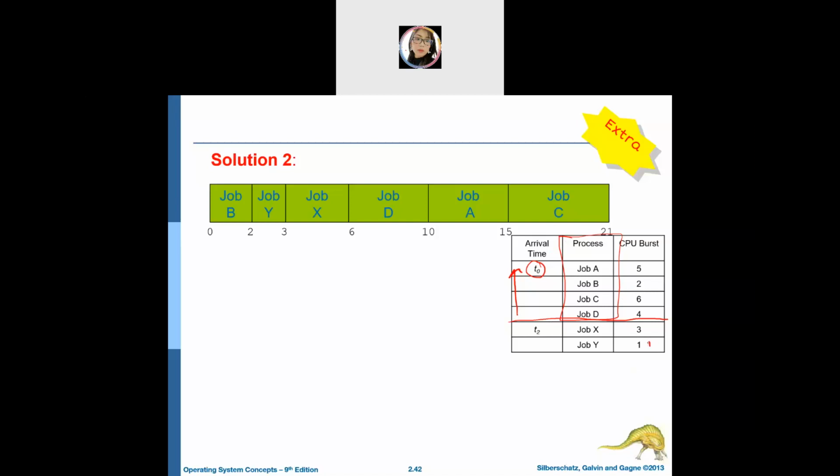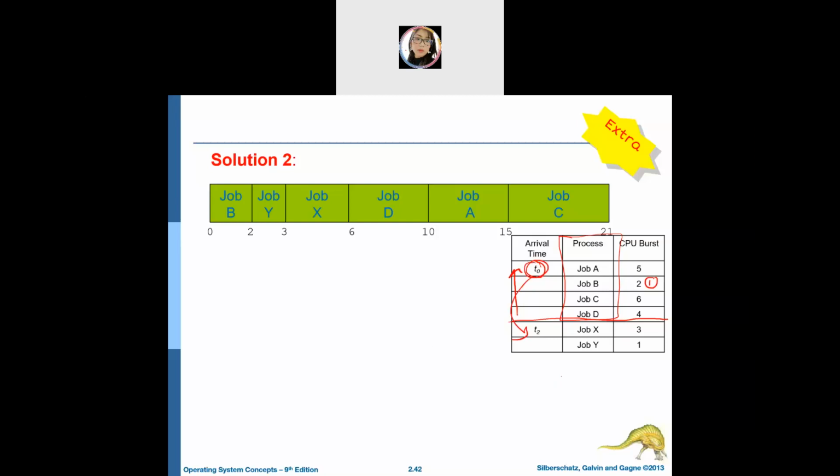Okay, let's see. At T0, which job is the smallest? It is B. After you are already done with job B, then you can consider the next arriving time, because the rest is waiting. Suddenly, these two jobs are also waiting to take over.